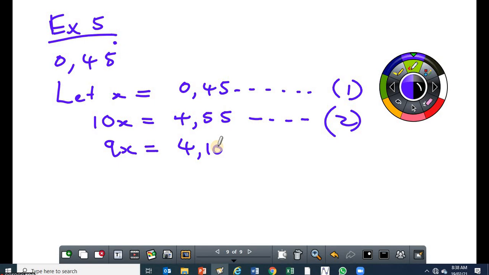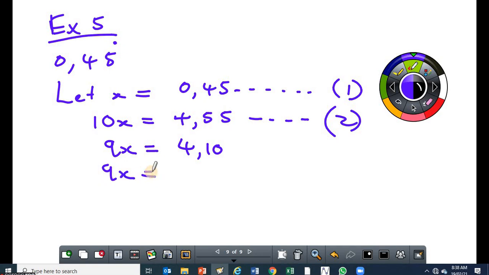Yeah, you see, the number of digits that are recurring determines the multiple of 10 that you're supposed to use. If there's one digit that's recurring, use 10. If there are 2 digits that are recurring, use 100. If there are 3, use 1,000, and so on. Okay? Right, so from here, you get 9x, right?